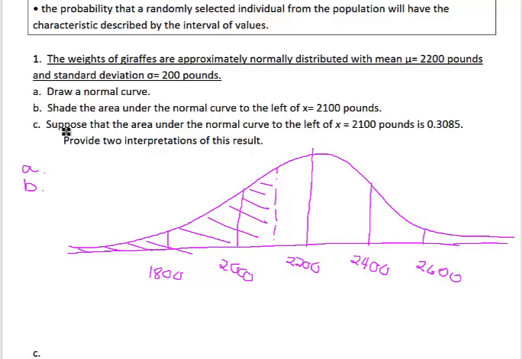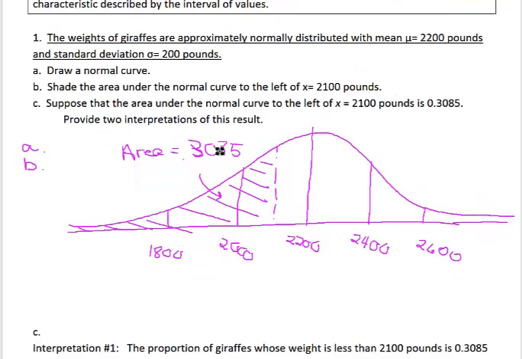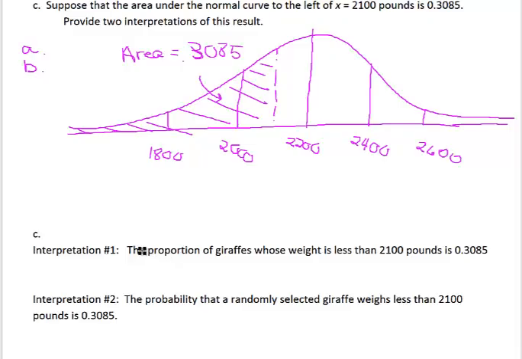Okay, and then it says suppose that this area under here is almost 31%, so 0.3085. So almost up to 31%. Okay, it says provide 2 interpretations of this result. Well, here are the interpretations right here.